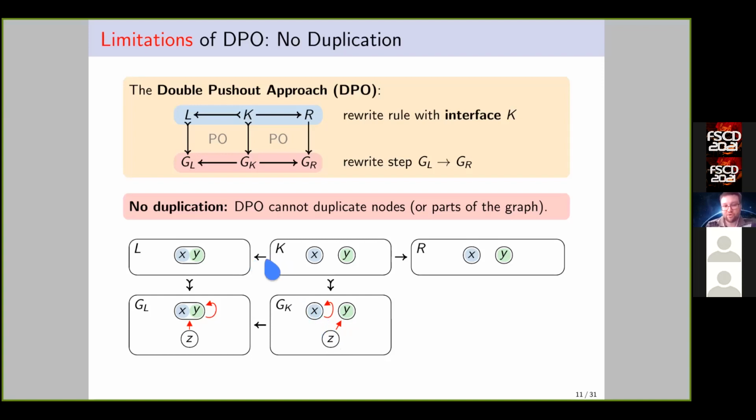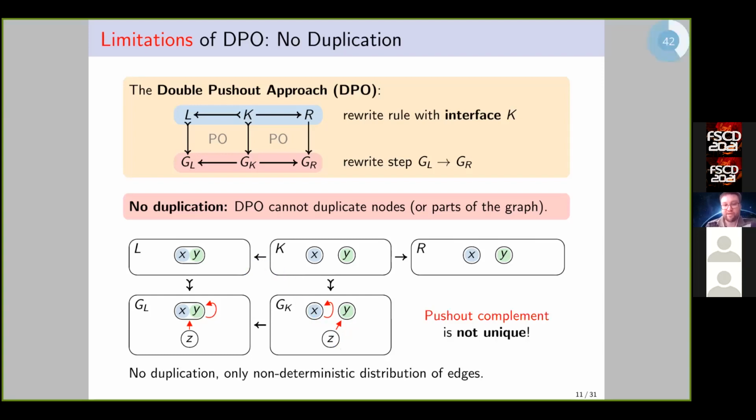So if this graph homomorphism is not injective, then rewriting this pushout complement is not uniquely defined, and rewriting becomes non-deterministic. And what you also see here is that what we've done here is not a duplication, but a non-deterministic distribution of the edges that we had before. So what we would like is a duplication that really duplicates a node, including all the incident edges.